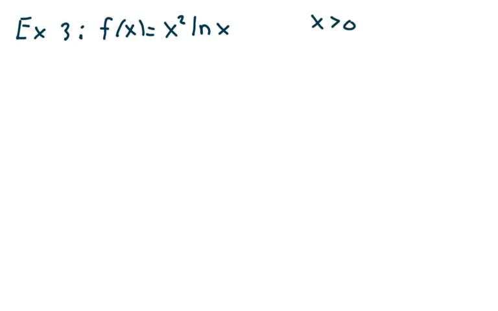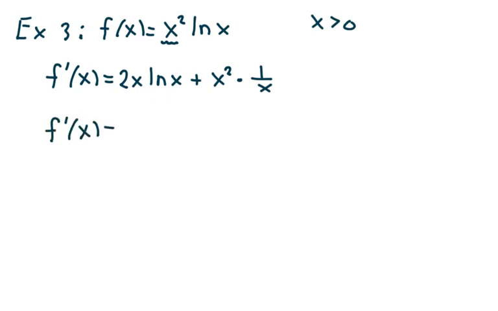Let's do one more for this video, and we'll call this example 3. Suppose I give you this one. Now, f of x equals x squared ln x. Right off the get-go, we need to realize that x has to be positive, because you can't take natural log of 0. So when I look at the derivative, I take the derivative of the first, which is 2x, and I multiply by ln of x, and then I add x squared times 1 over x.